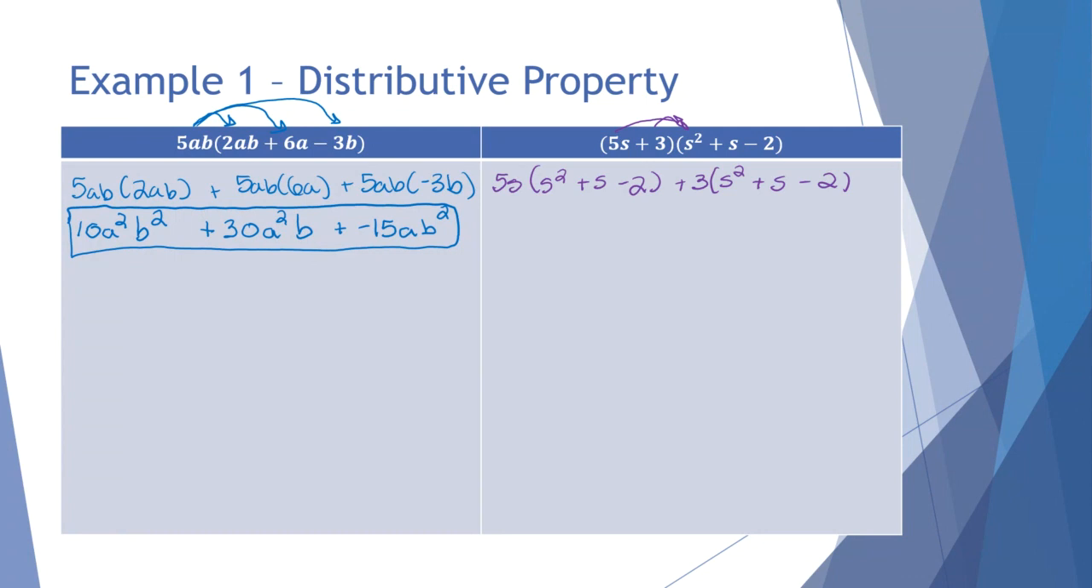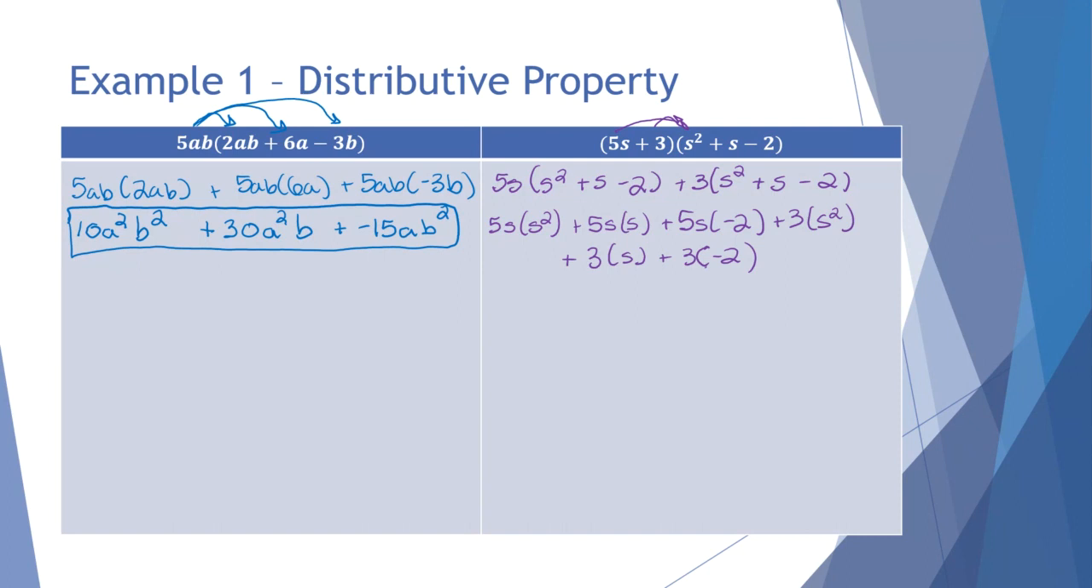From here, now we use the distributive property. So I have the 5s times s squared plus 5s times s plus 5s times negative 2. Then I have plus 3 times s squared. And when I'm running out of room, I'm going to just go down below. Then it's 3 times s and 3 times negative 2. So we end up with 6 terms here. And you can figure that out.